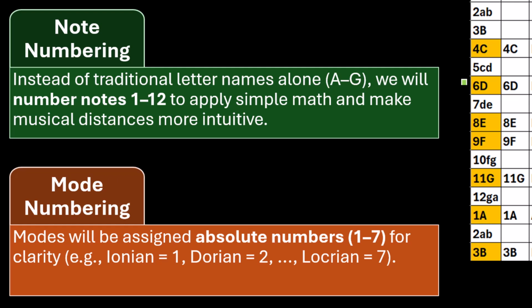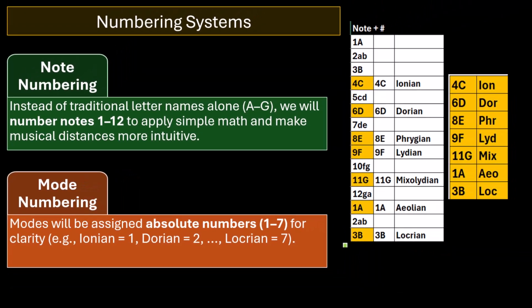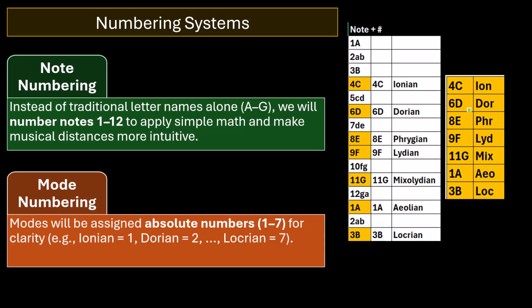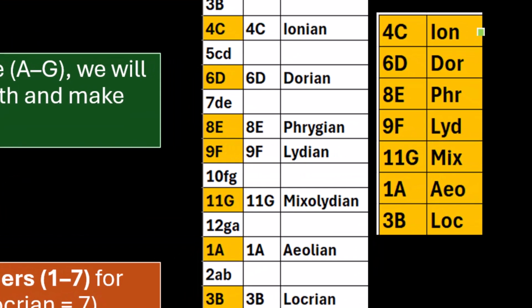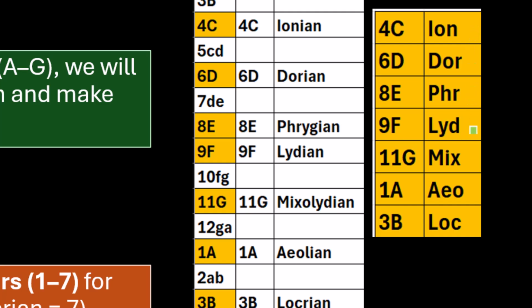So, mode numbering system. Modes will be assigned an absolute number 1 through 7 for clarity. Similarly with the modes, we're going to be picking out the modes here. So we have the modes. Now the modes go into the same kind of order.